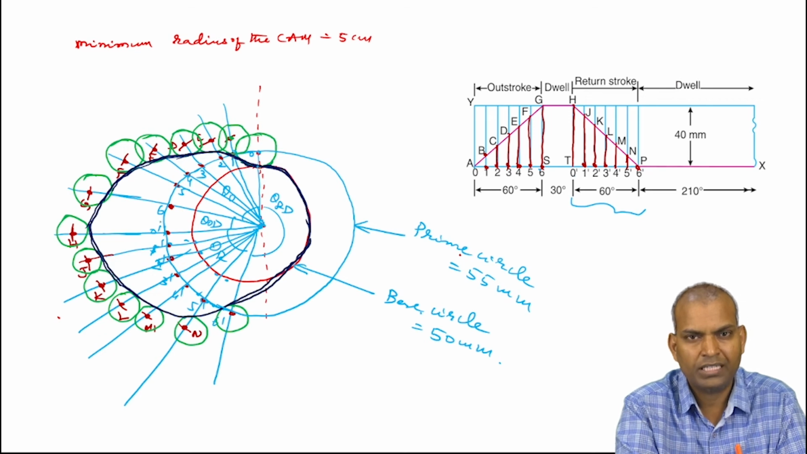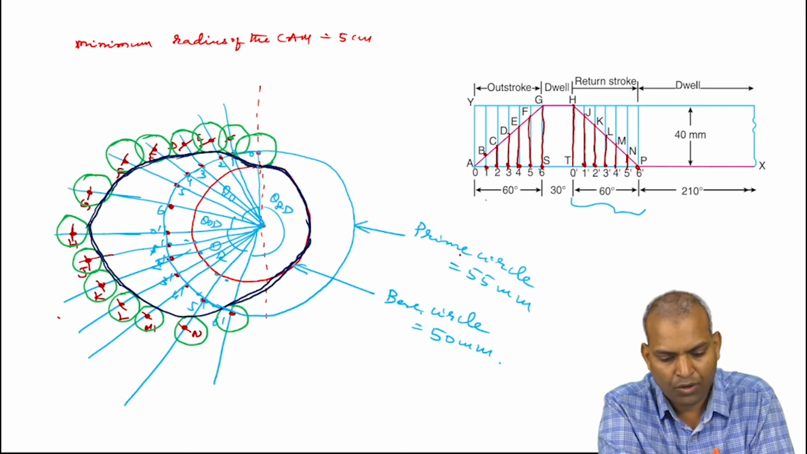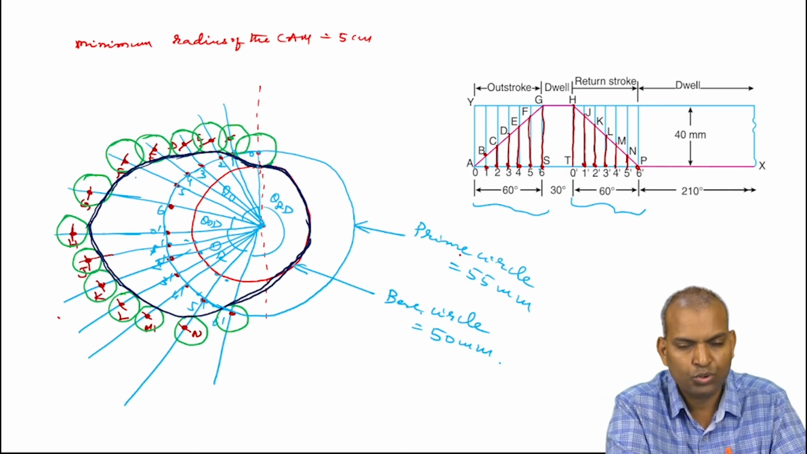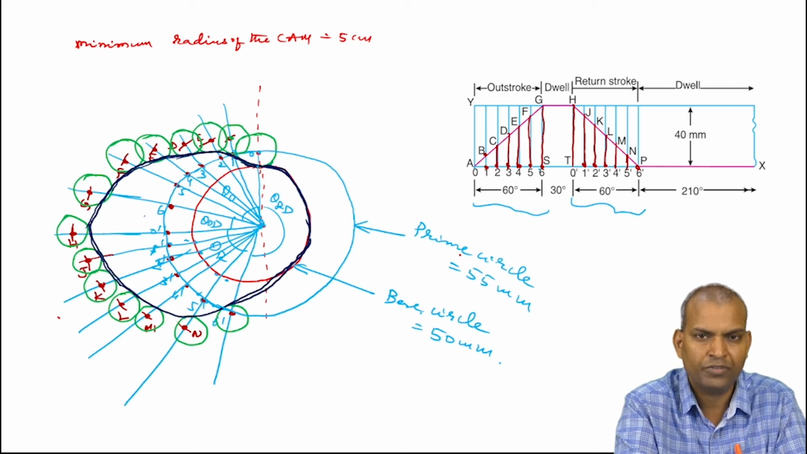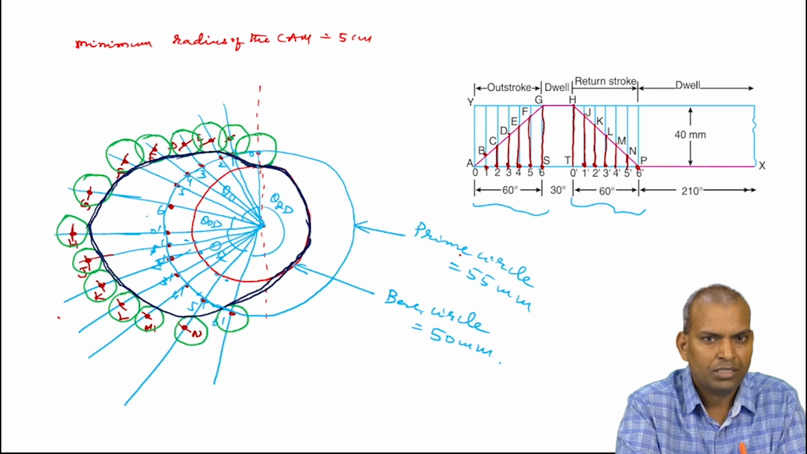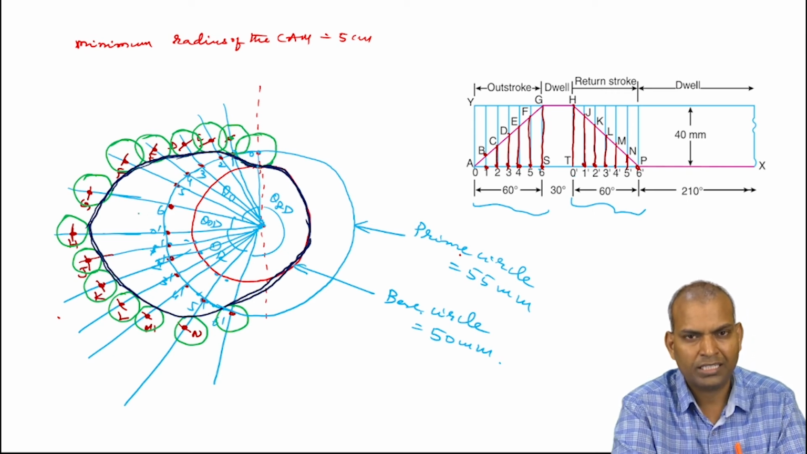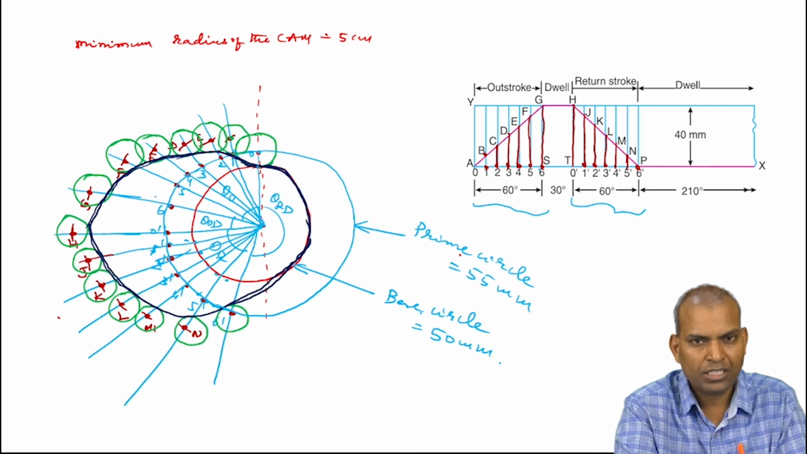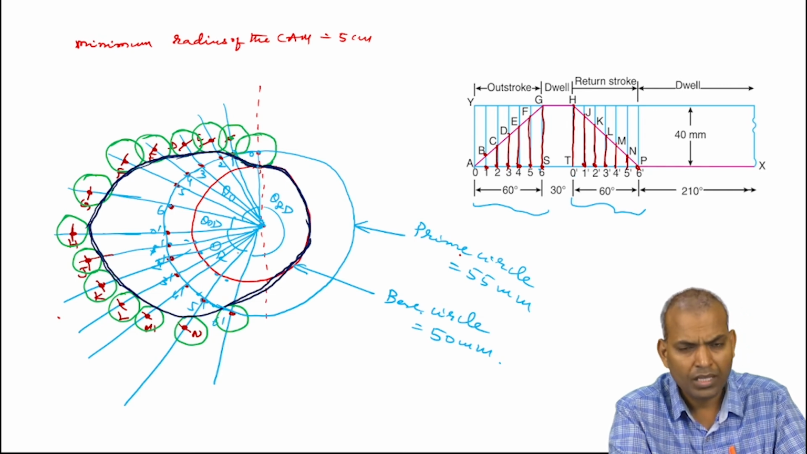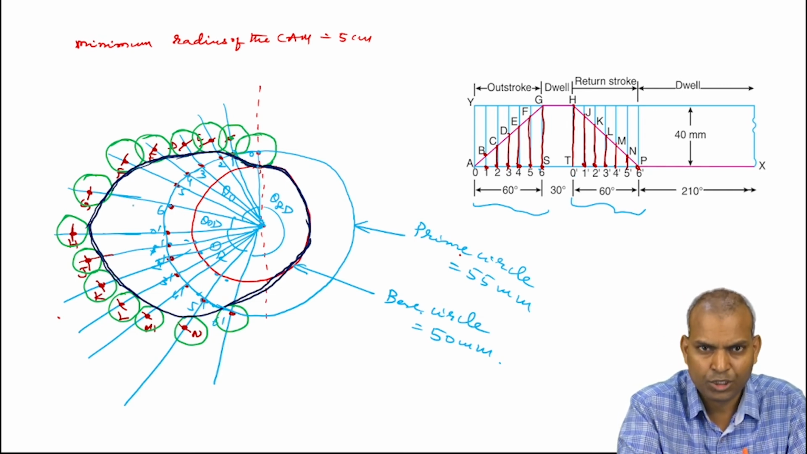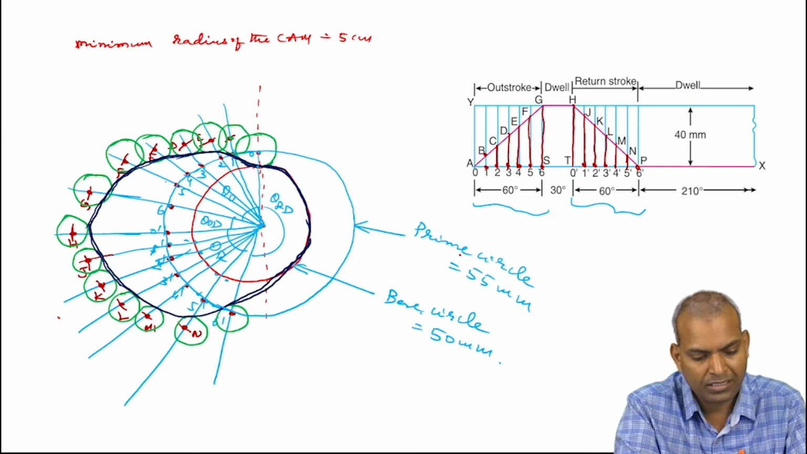Again, we have to subdivide each outstroke angle into 6 parts. Why is it 6? In the displacement diagram we followed an even number of parts, which is 6. So the outstroke is divided into 6 equal parts. You divide this outstroke angle of cam rotation, that is 60 degrees, into 6 equal parts, so each angular displacement is 10 degrees. Similarly, the return stroke is also divided into an even number of parts, that is 6 parts. After that, join your radial lines passing through the prime circle divisions from the center of the base circle.